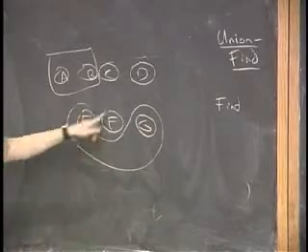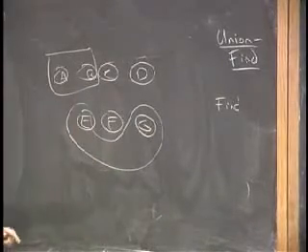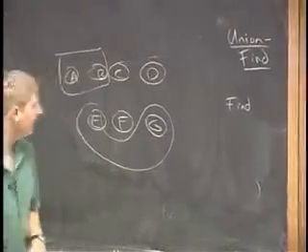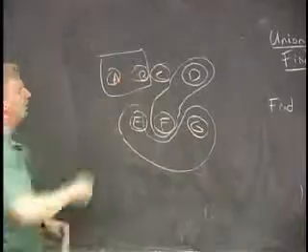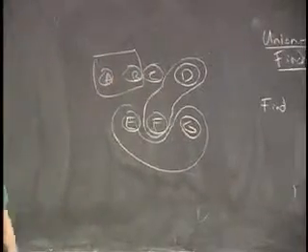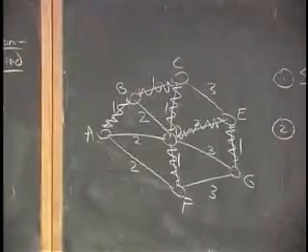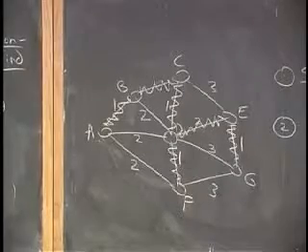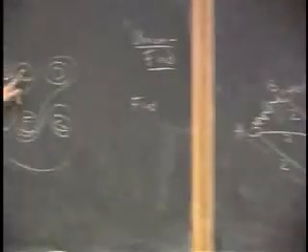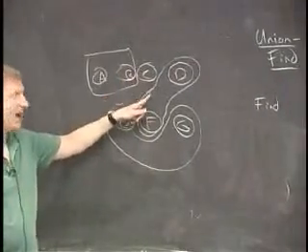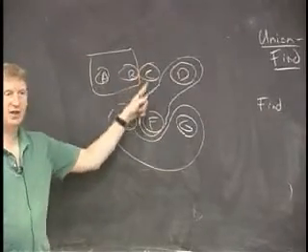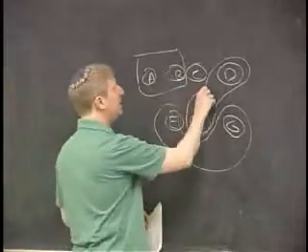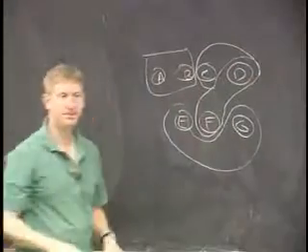So now I have 1, 2, 3, 4, 5 different sets. And then I did DF. So I combine these. Now I've got 1, 2, 3, 4 different sets. And then I did CD, I think, right? C is by itself here in this set. D I have to find. It's in this set. And since they're in different sets, I union them together. So now C is included in this set.